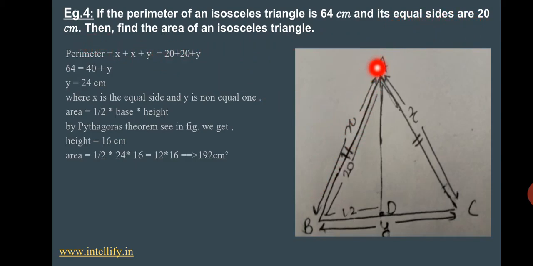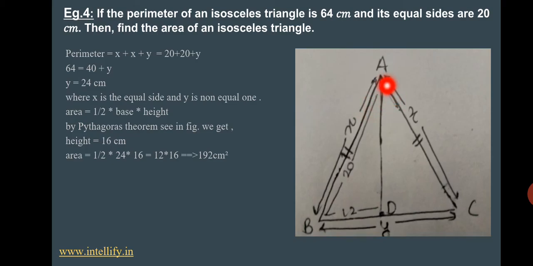So here, X and Y. According to the question X is equal to 20 centimeter. We get 20 and Y. And we have been given the perimeter. Perimeter is the sum of all the sides of a triangle. So X plus Y is equal to 64 centimeter, through which we get Y is equal to 24 centimeter after solving. And we know very well that the area of a triangle is half base into height.